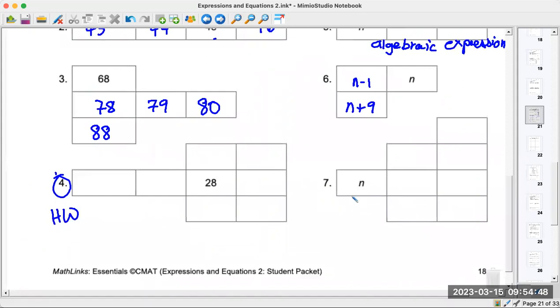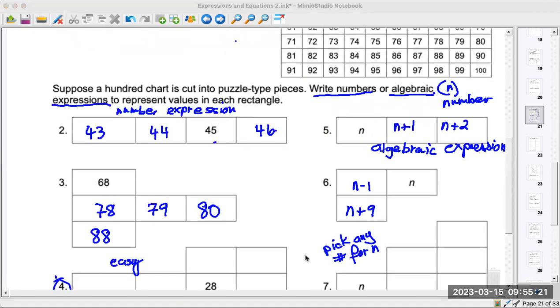Now number 7 is with N. So I'm going to lead you through that again. This is easy because it's numbers. Harder because we have variables. So I'll do that with you. So for N, I pick any number. And I like mine in the middle because then I can go up, over, and around, and I'm not heading toward the edge, right? So let's look at N.